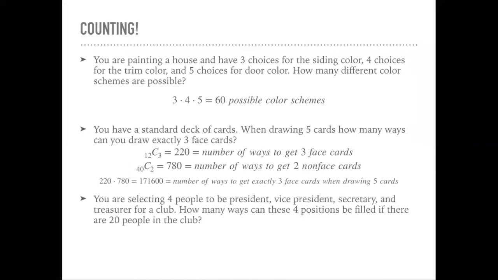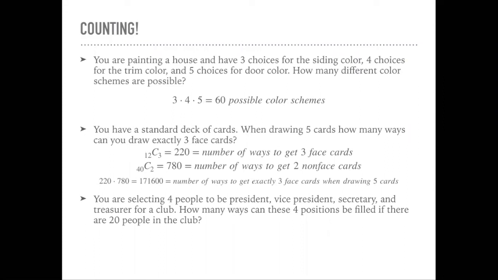Let's do one more example real quick first. So you're selecting 4 people to be president, vice president, secretary, and treasurer for a club. How many ways can these 4 positions be filled if there are 20 people in the club? Maybe we're saying that the first person selected is president, the second one vice president, the third one secretary, fourth one treasurer. There's an order to it, right?